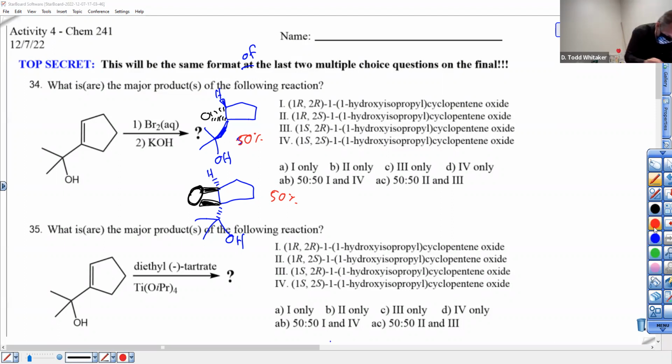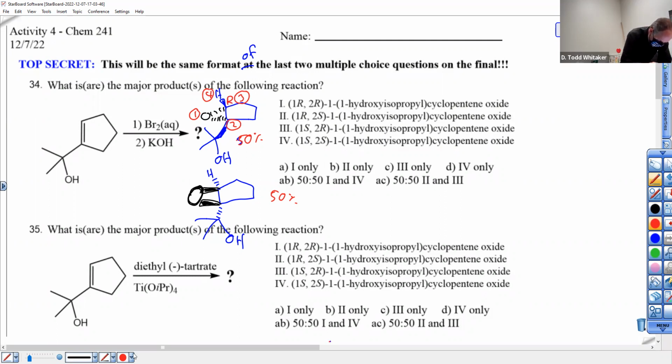Stereo centers 101. I'm doing the top stereo center. 1 for the O, 2 for a carbon that has an O, 3 for a carbon that doesn't have an O, and 4 for an H. And it's not S, therefore it is R.